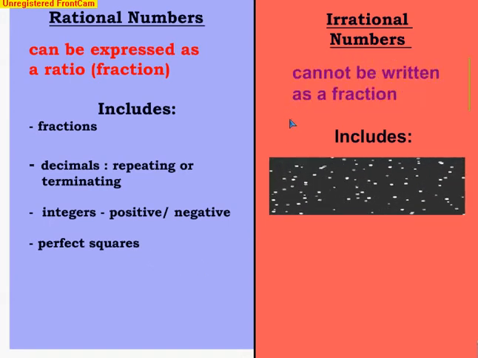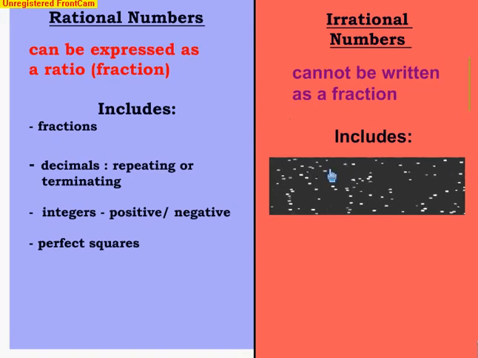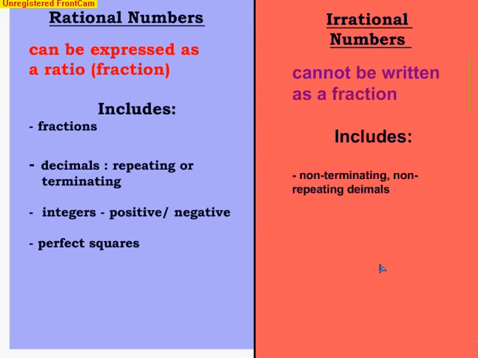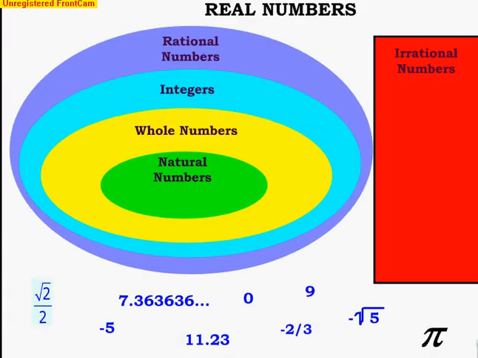Irrational numbers cannot be written as a fraction. Therefore, these would be all non-terminating and non-repeating decimals. Let's look at some examples of real numbers and see what categories these numbers below would fall into.